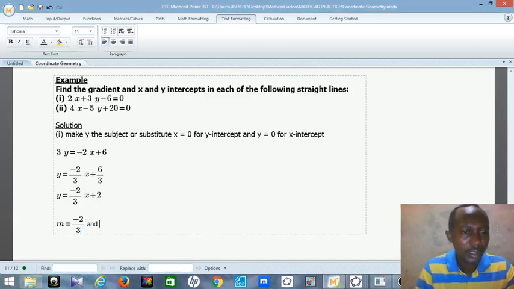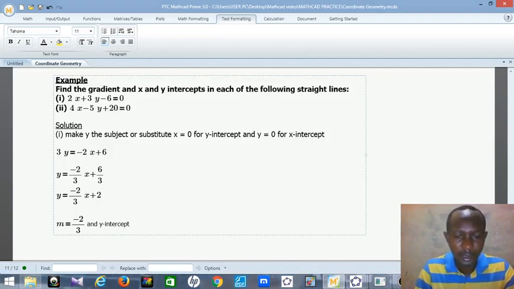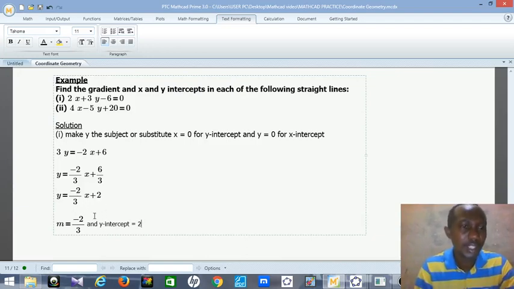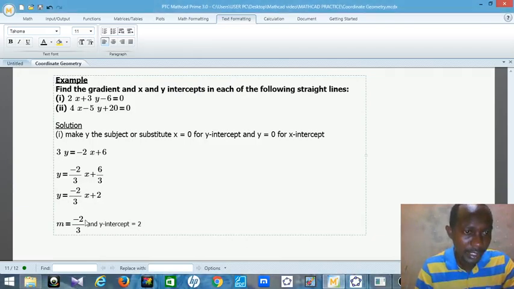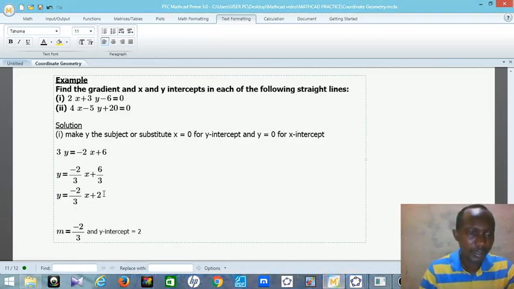And the y-intercept is equal to 2. So that is the y-intercept for this. For the gradient, all you need to do is look at the coefficient of x, which is the gradient; compare with the first equation I gave you today. That is all. Then the constant value here is the intercept. So this is what I'm talking about.